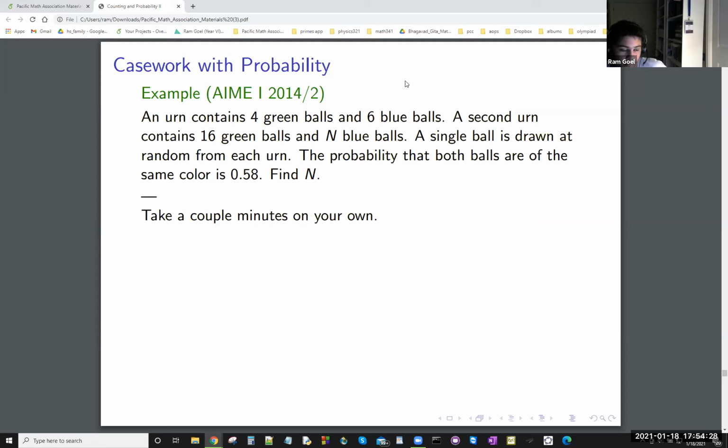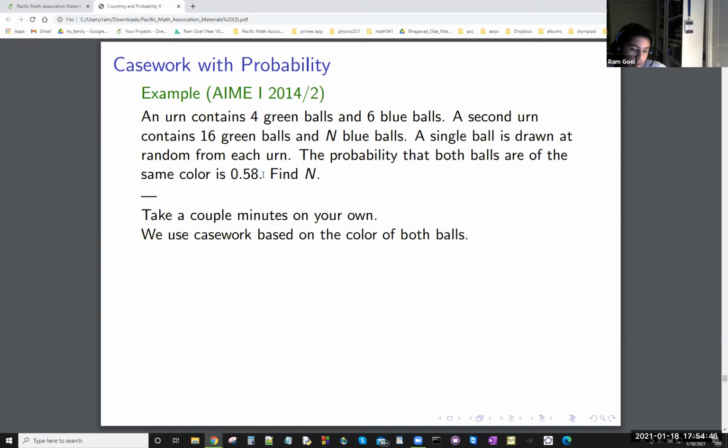Find n. All right, so the two cases here, we want to narrow in on this sentence right here, which is that the probability that both balls are of the same color is 0.58. Since they're of the same color, they can either be both green or both blue.